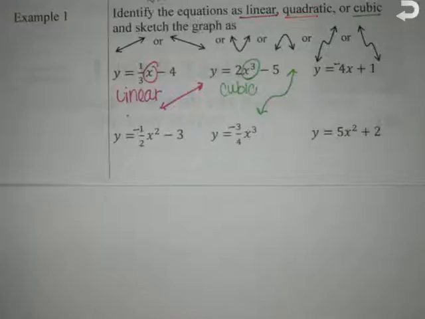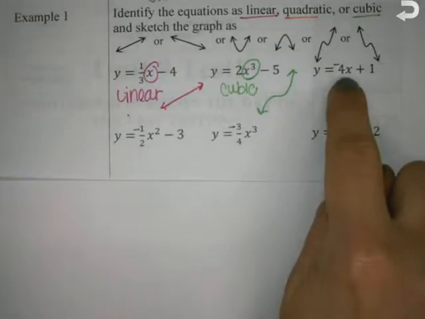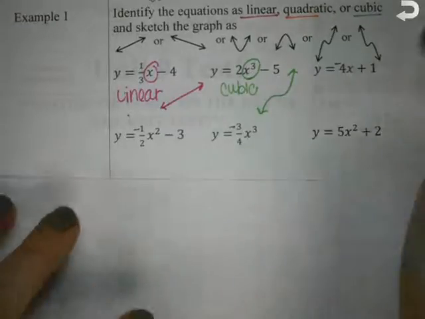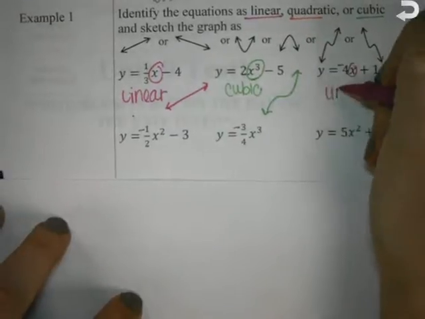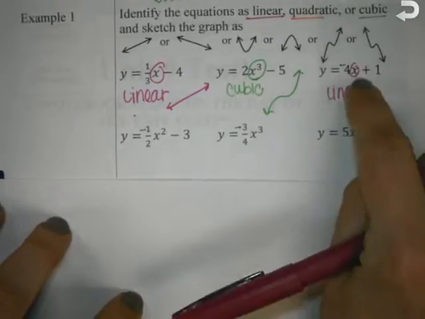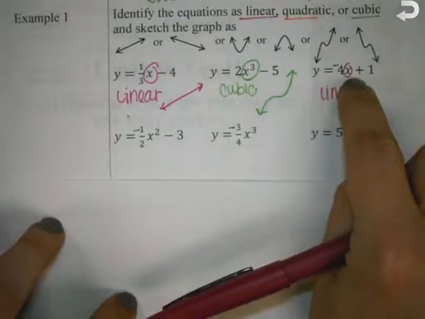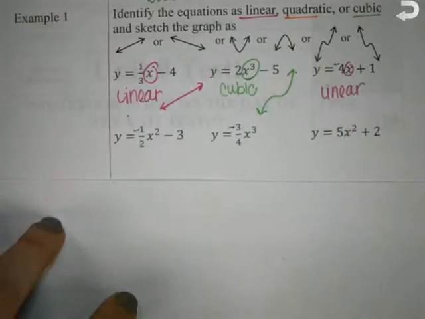y equals negative 4x plus 1. Linear, quadratic, or cubic? Linear. Very good. Linear, because we have just an x, there's no exponent next to it. Is it positive or negative? Negative, so it's going downhill.